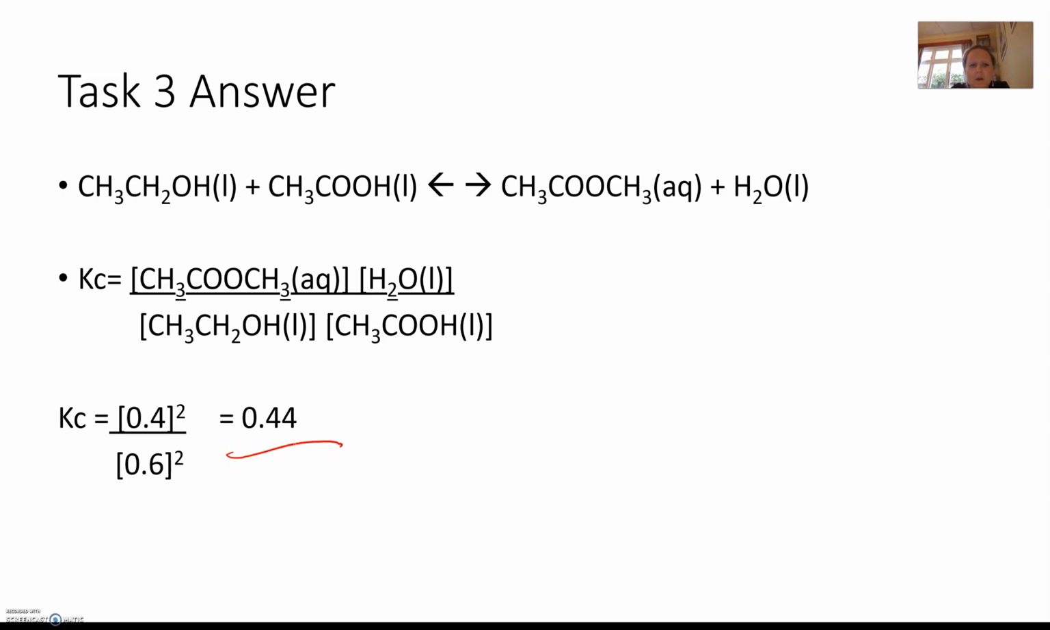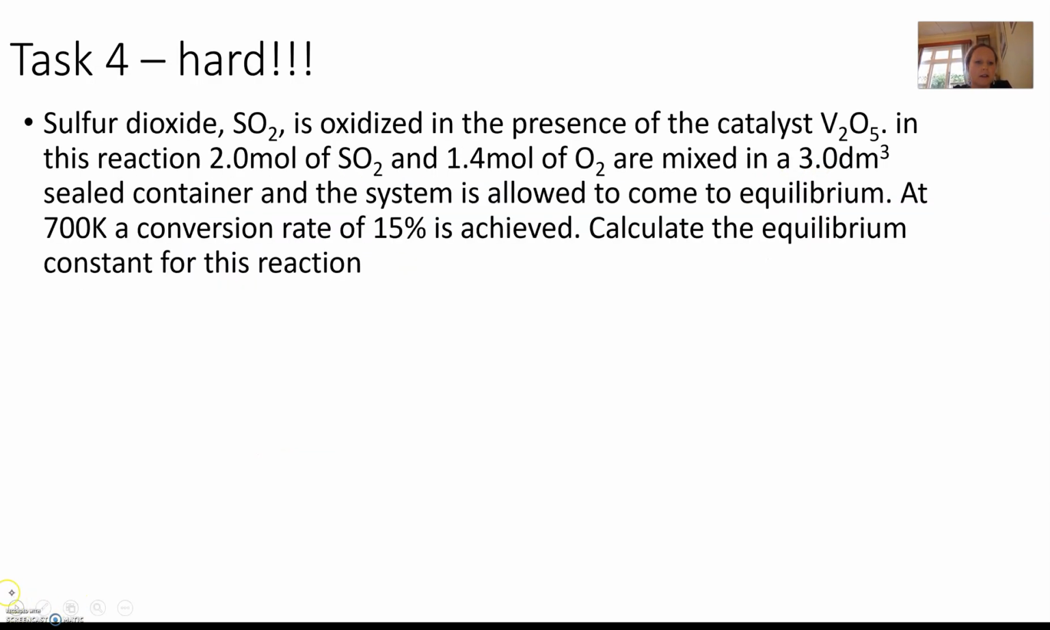Okay, now what I don't like about this question is you will see in the equation that these are all liquids, and that actually you wouldn't include liquids in a KC expression. So just pretend all of these are aqueous, for the sake of number practice, okay? So aqueous.